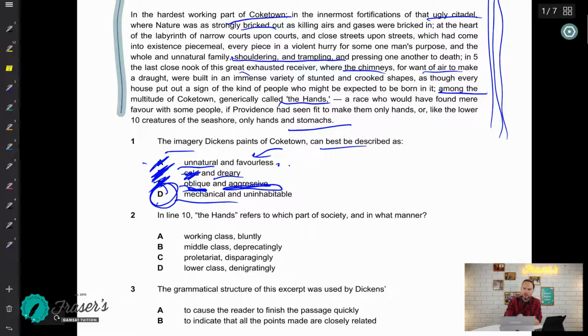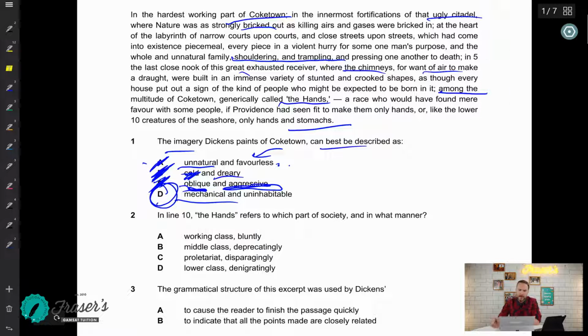Among the multitude of Coketown, generically called the hands, a race who would have found mere favour with some people if Providence hadn't seen fit to make them only hands, or, like the lower creatures of the seashore, only hands and stomachs. So you can see that these hands are kind of disembodied. They're not given agency as human beings.